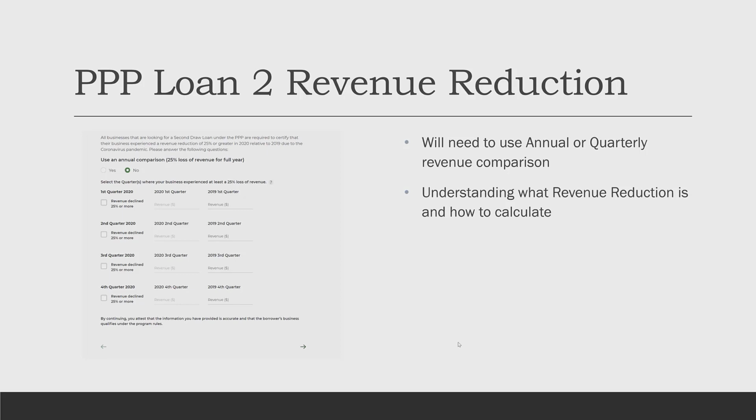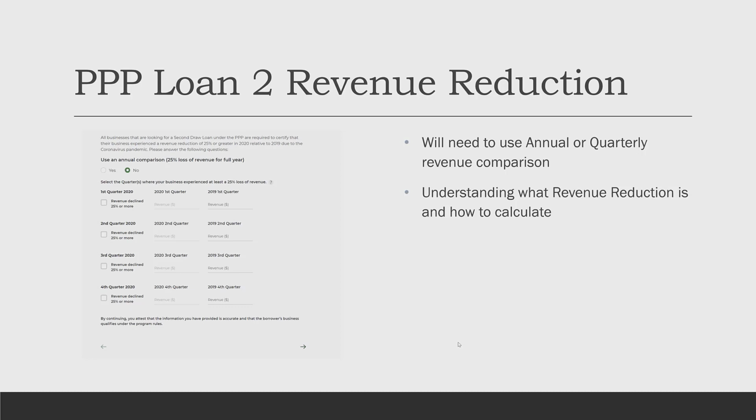PPP Loan 2 revenue reduction. A lot of people ask about this. What do I need to show on the PPP Loan 2 application? When you get to Loan 2, they're going to want to see a 25% loss of revenue for the full year or quarter over quarter. All businesses looking for that second draw are required to certify that their business experienced a revenue reduction of 25% or greater in 2020 relative to 2019.